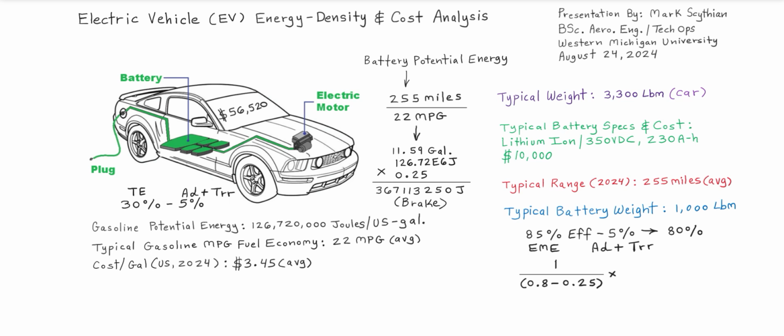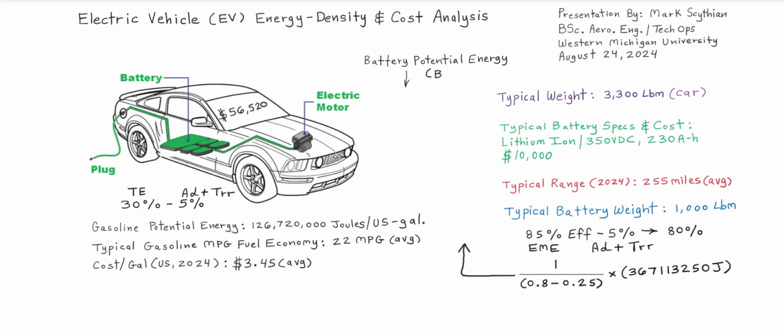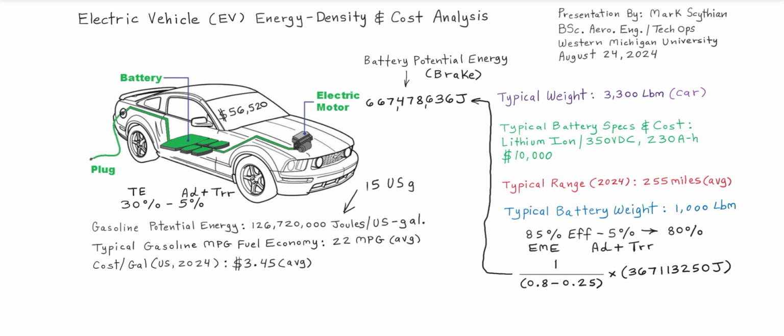We have to take the electromotive or motive powertrain differential of 0.8 subtracting 0.25, and then its reciprocal. So we're going to get a value greater than 1 times the potential energy with respect to the brake power at the gasoline's medium. We'll do the EV's medium with battery power afterwards. So this then scales up to 667.478636 megajoules potential energy with respect to the usable or the brake power.